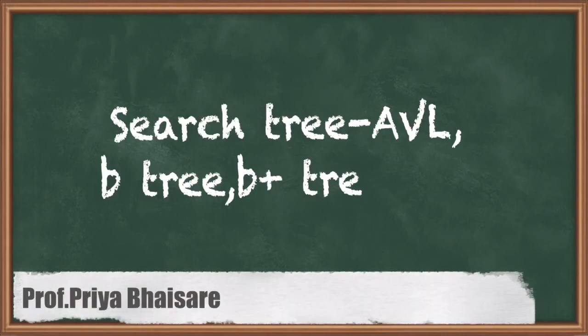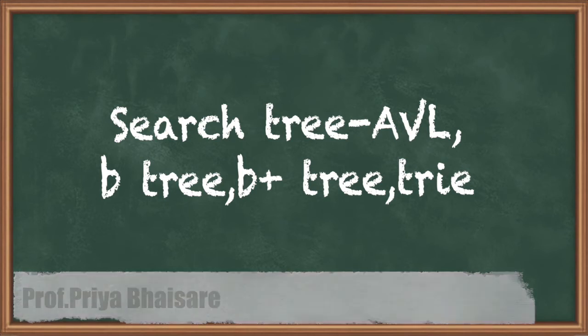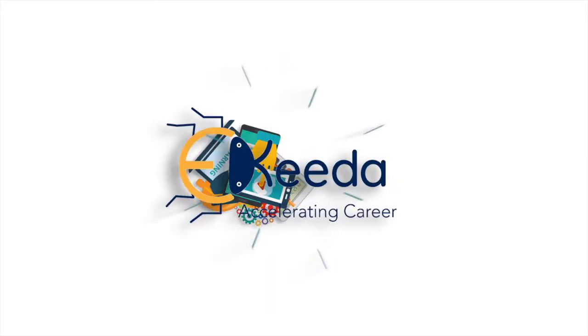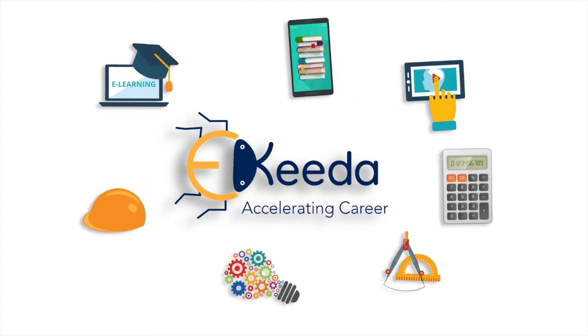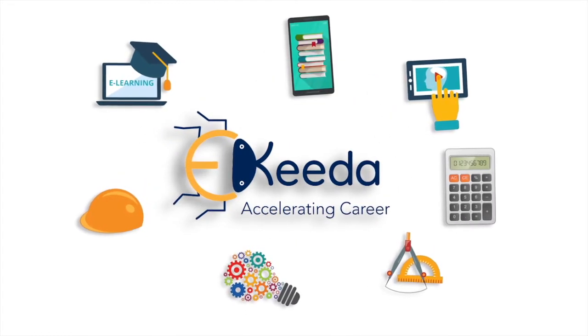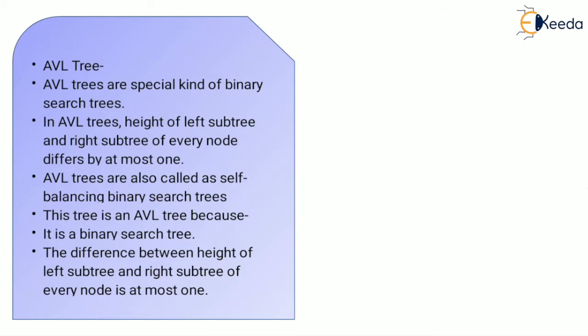Now we start with the next topic of the tree chapter in data structure, which is the AVL trees. Before starting with the AVL tree, it is very important to understand what is a binary tree as well as what are binary search trees.